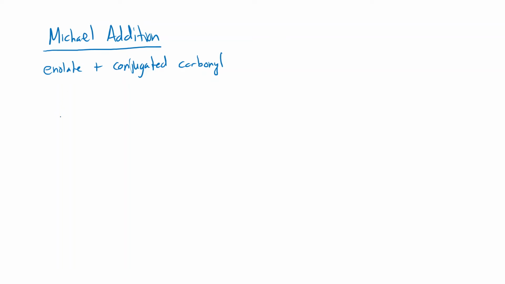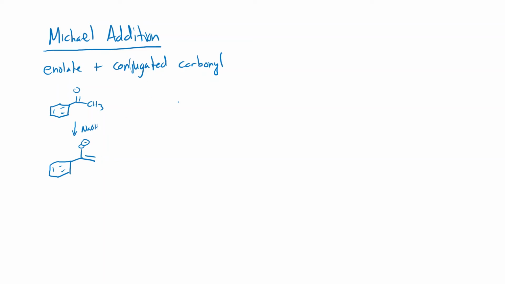So we have an enolate. Hopefully by this point we're pretty familiar with what an enolate looks like. Right? If we have acetophenone, treat it with a base, we're going to remove the hydrogen from the alpha position, right, and make our enolate here.